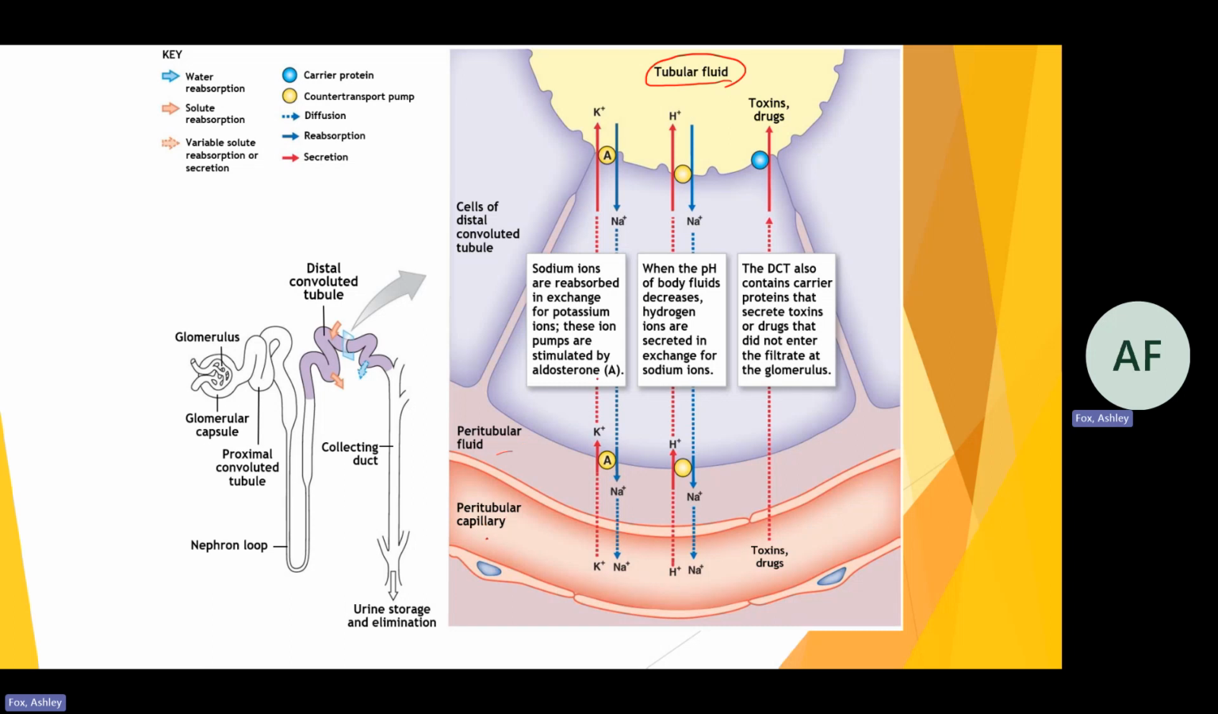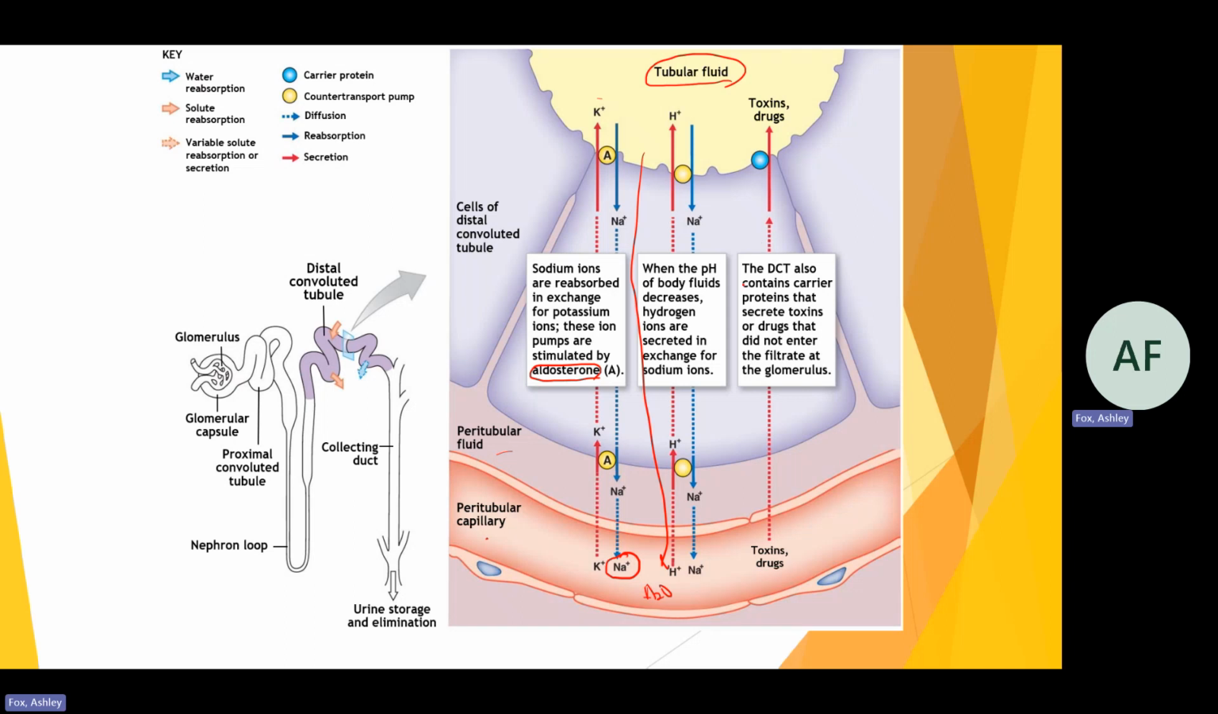So if aldosterone's around, sodium ions are going to be reabsorbed, meaning they're going to be taken from the tubular fluid and brought back eventually into the peritubular capillary. And to exchange it, we're actually going to get rid of potassium. And again, we'll have water follow. So that's going to increase water reabsorption too. So water's going to be in here.